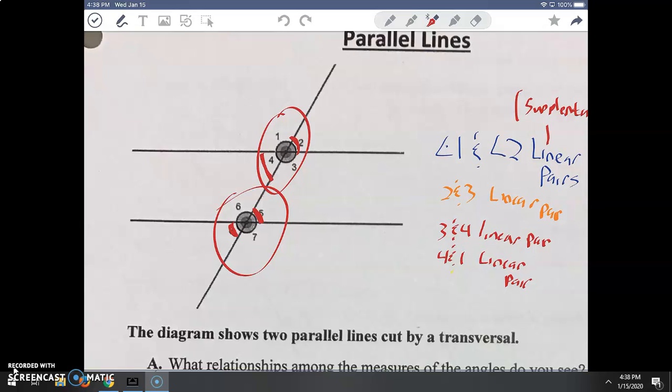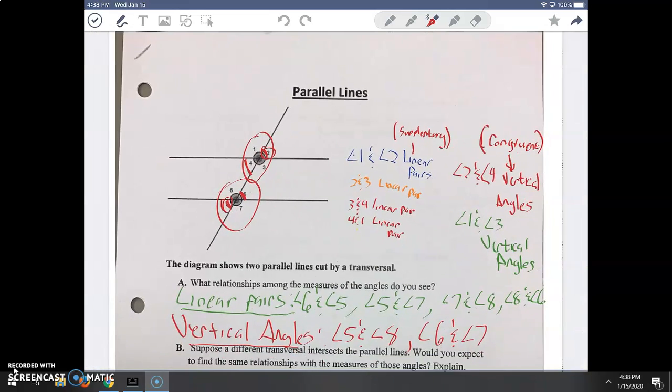So we come to the conclusion that 2 is going to be the same as 4 because they're vertical angles, but they're also going to be the same as number 5. So 2 is congruent to 5, and since 5 is congruent to 8, that means 8 and 2 are also going to be congruent. So that helps out with the first question, letter A.